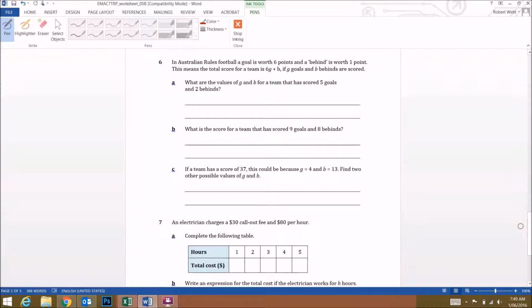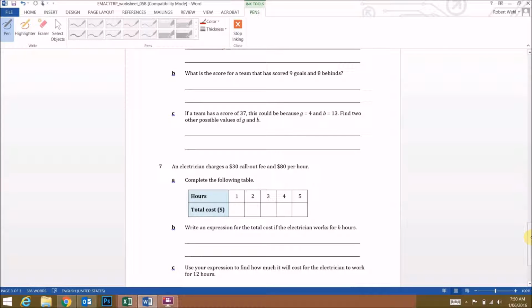Question 6. In Australian rules football, a goal is worth 6 points and a behind is worth 1. This means that the score for a team is 6G plus B if G goals and B behinds are scored. What are the values of G and B for a team that has scored 5 goals and 2 behinds? All we do is substitute. G in this instance is worth 5. So 6 times 5, plus 2 behinds. Instead of it being just B, we make it 2. So 6 times 5 is 30, plus the 2 is 32.